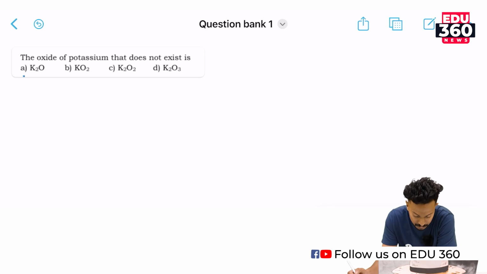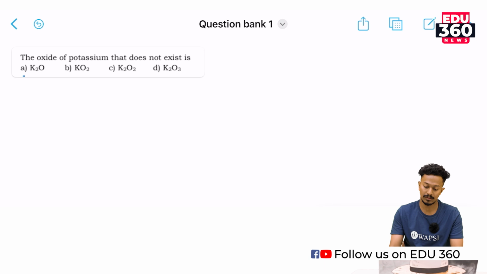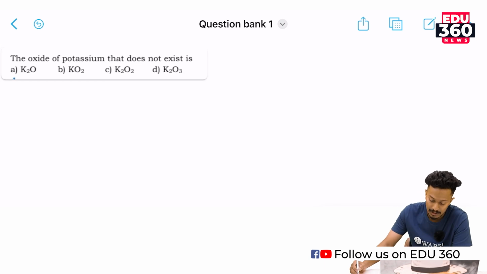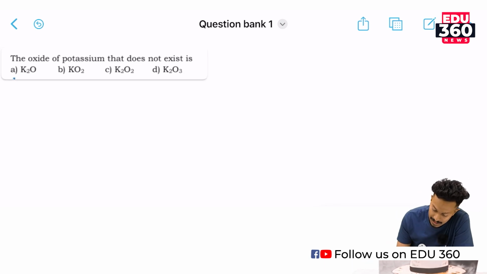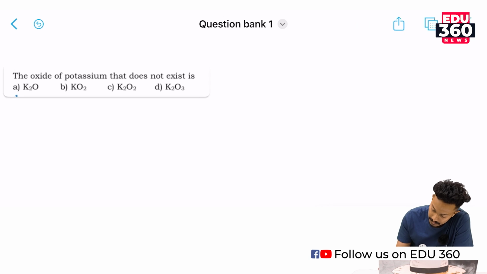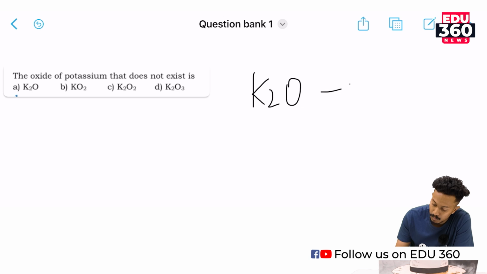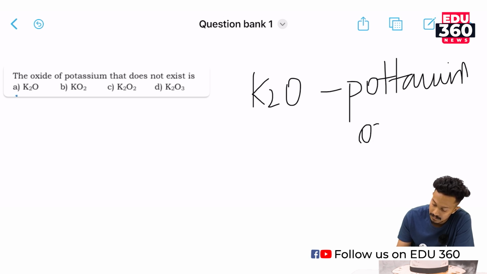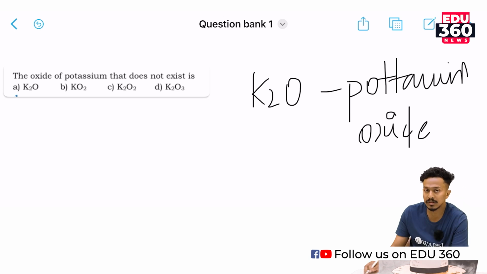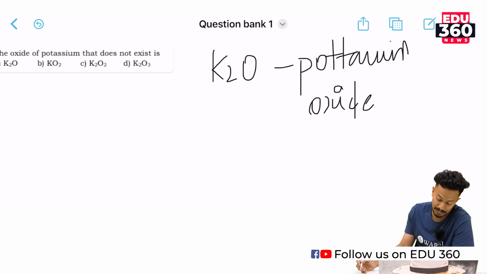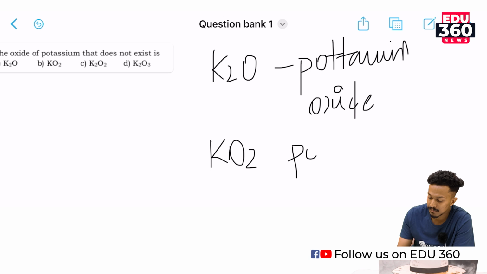So, the first question: which oxide of potassium does not exist? Yes, we'll discuss. What are the oxides? The only oxides that can be formed here are actually K2O, which is potassium oxide, right? Here we discussed the oxides of alkali metals.